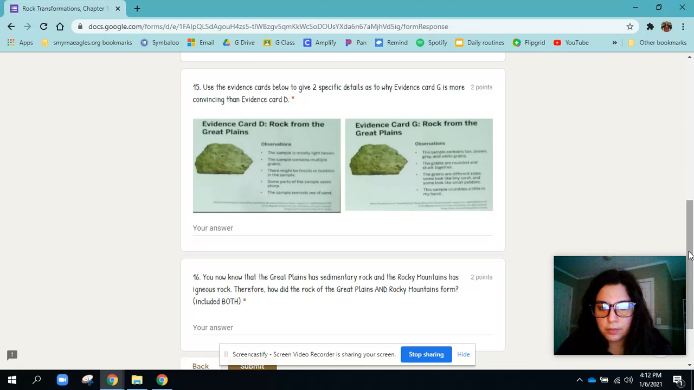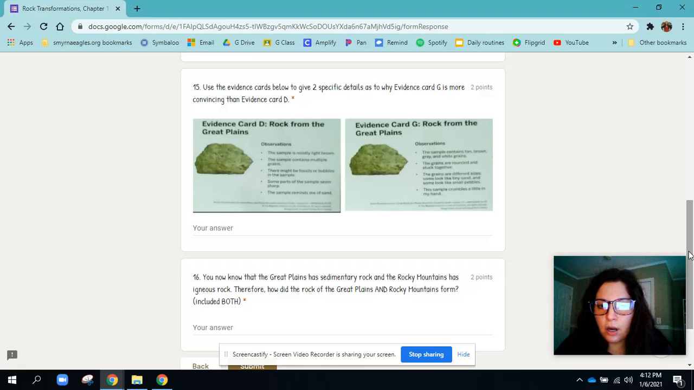below the pictures. Evidence card D shows you a rock from the Great Plains, and some of the observations are: the sample is mostly light brown. The sample contains multiple grains. There might be fossils or bubbles in the sample. Some parts of the sample seem sharp. The sample reminds me of sand.